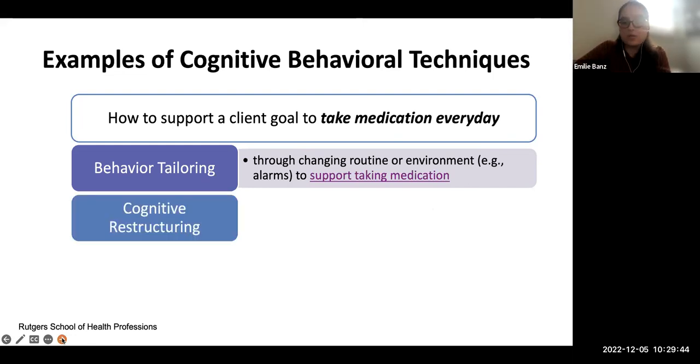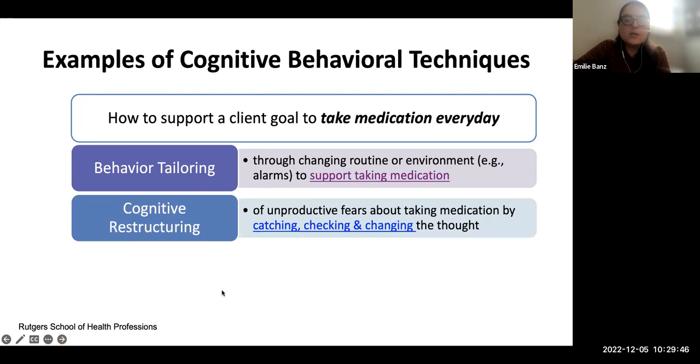And now we're going to talk about thoughts. So cognitive restructuring is something that you can use, a skill you can teach someone that they can use to challenge some of their unproductive fears about taking medication, or unproductive thoughts and fears about anything really. And I'm going to, again, open this handout for all of you. This handout is on catch it, check it, change it.